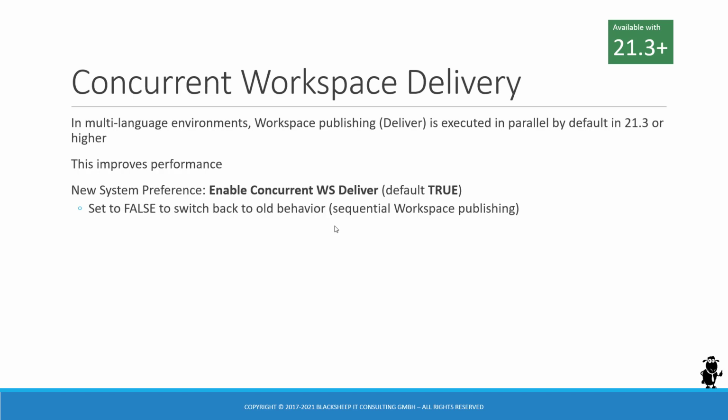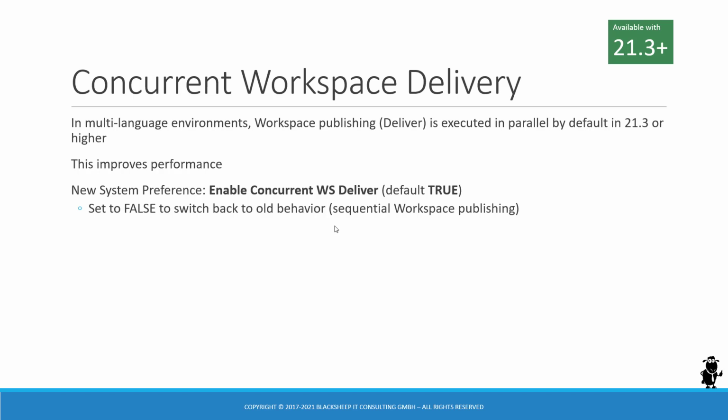This improves the performance, of course, and with this comes a new system preference named Enable Concurrent WS Deliver, which even if not set defaults to true, so the default behavior is executing Workspace publishing in parallel. You can set the system preference to false to switch back to the old behavior if required.